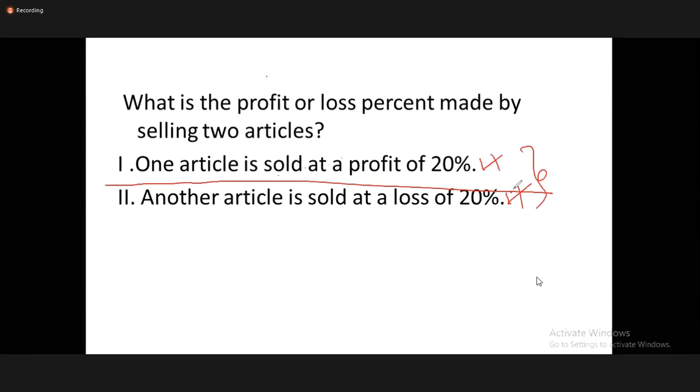Are you able to answer it? No, because if you want profit or loss percentages, what should you know? Cost price. Do you have any information about cost price? Do you know whether the cost prices of the 2 articles are the same? No. So together also I am not able to solve the question. So directly, you have to mark 4 only. Mark 4 is the correct answer.